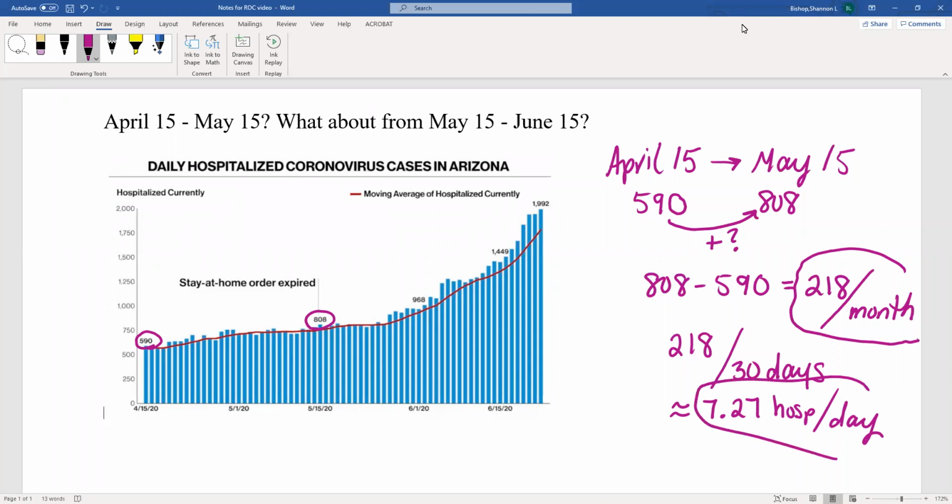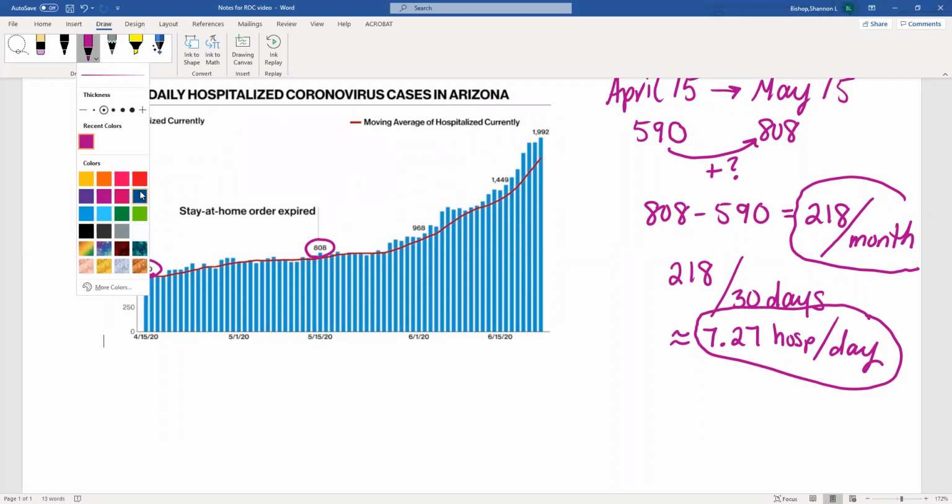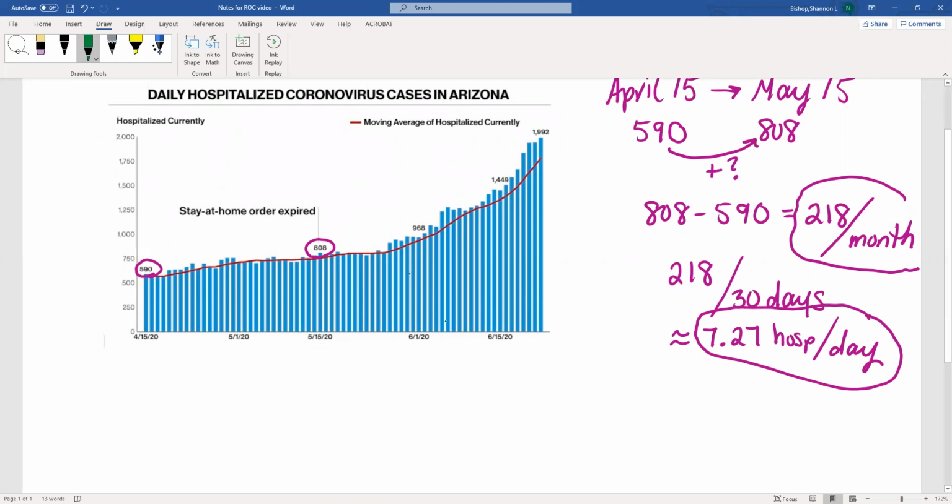Now, if we wanted to answer that same question for the period from May 15 to June 15, once again you would have to ask yourself, what information do I care about? If I'm now wanting to look at the rate of change from May 15 to June 15, what information do I care about now? What was happening on May 15? We already said that on May 15, there were 808 hospitalizations per day.